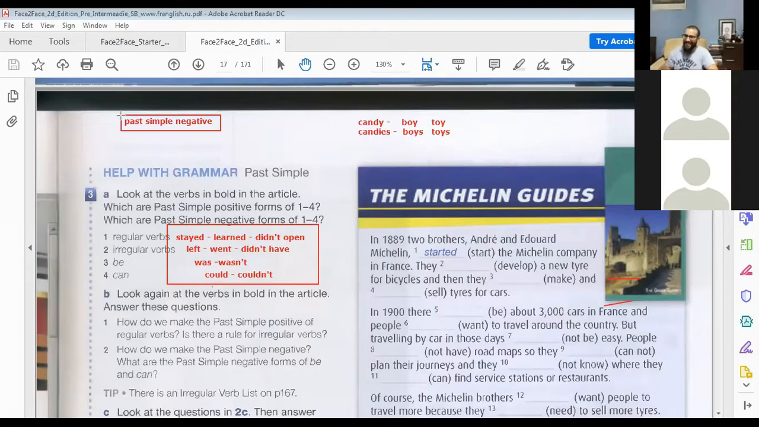Didn't leave. Okay. So the past simple negative is kind of easy. We just put didn't with the infinitive. That's all. All right. But here, the second part of the question is interesting because now we want to know the past simple of the verb to be. What's the past simple of verb to be? Was, were. Correct.